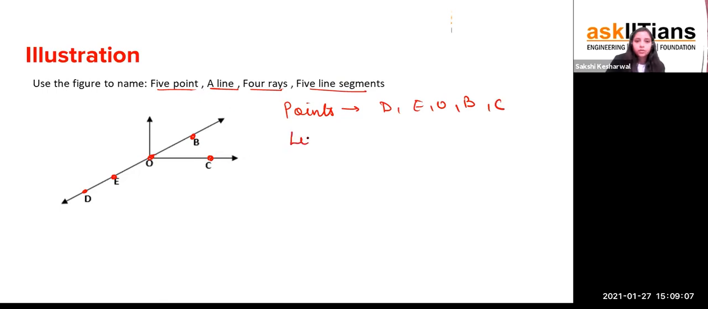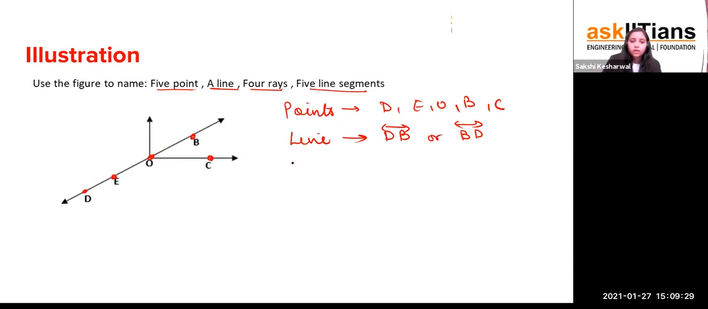So if I talk about the line, how many lines do you see? You see a line DB, or BD line, yes or no? You can say EO line also, right? But we'll take the extreme endpoints, just to indicate all the points which are lying inside it.